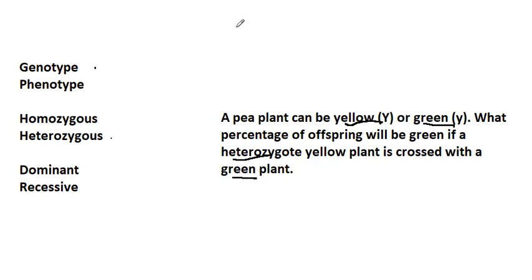So let's define our variables. Capital Y is yellow. Now the color is the phenotype, the letter is the genotype. Lowercase y is green.